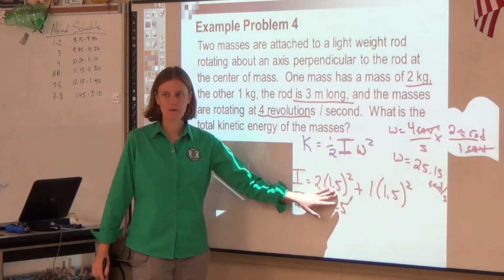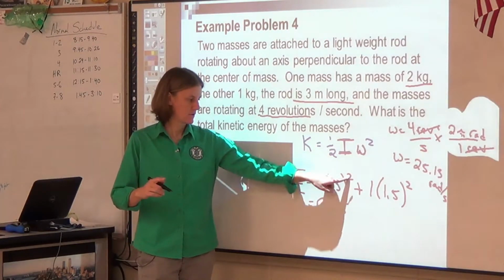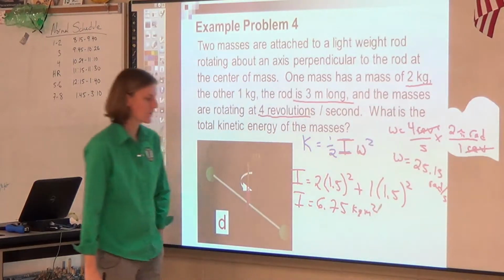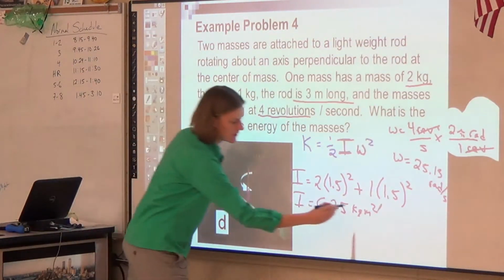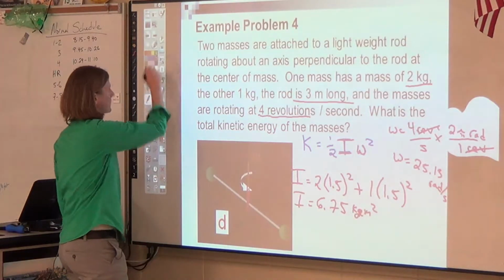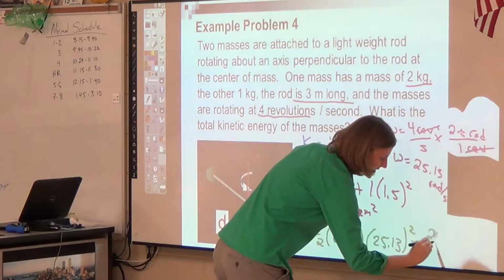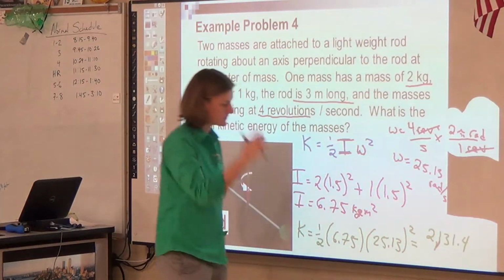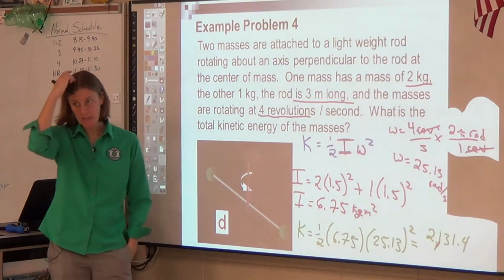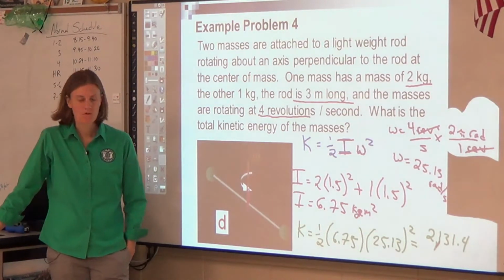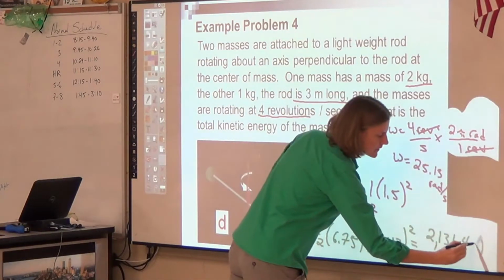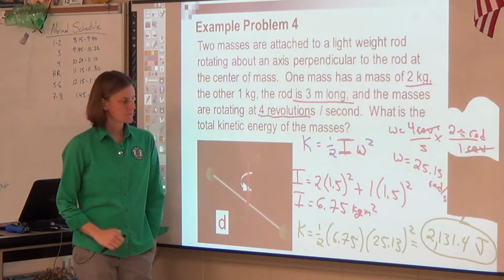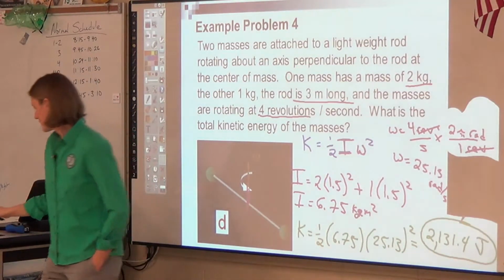So now that I've found the rotational inertia, I've found my angular speed, just plug that all into the kinetic energy formula: 1/2 I omega squared. Final answer, apparently 2131.4, and this is energy, so same energy units we've always dealt with. Throw a J for joules on the end of that. Okay, so that's a rotational kinetic energy formula.